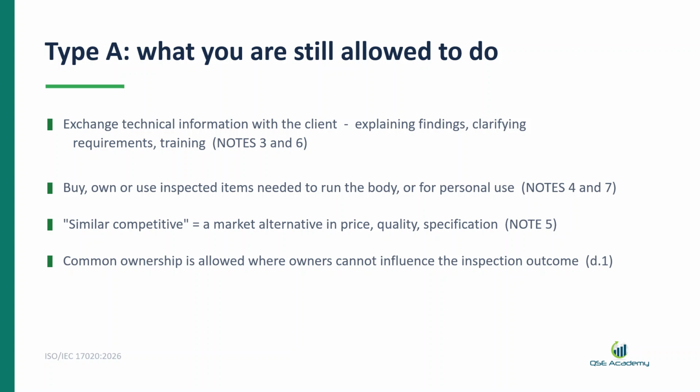The standard also defines similar competitive for you, an item that is a genuine market alternative in terms of price, quality, and technical specification. And on ownership, there is a real carve-out. Common ownership is acceptable, where the owners have no ability to influence the outcome of an inspection. The standard even gives you the examples: a cooperative with many stakeholders, or a holding company with sister companies where none of them can influence an inspection outcome. So the question is never simply who owns you. The question is, can they influence the result?